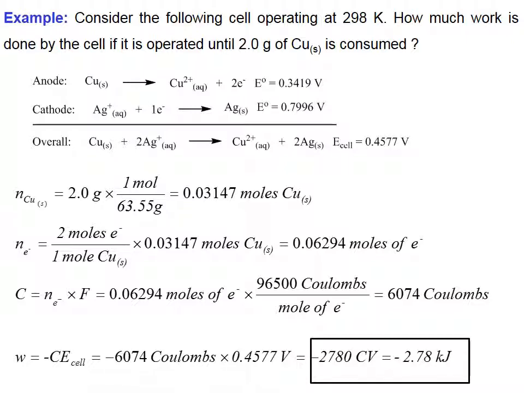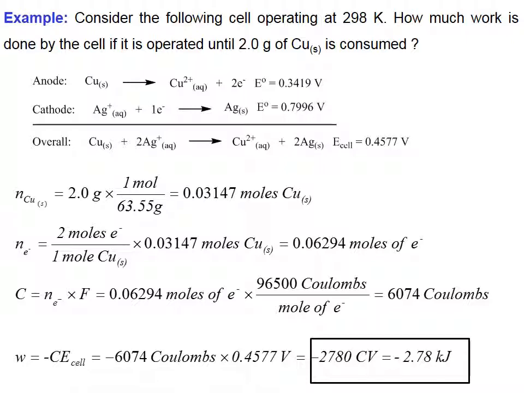So what I'm really saying is that consumption of 2 grams of copper is equivalent to production of 6,074 coulombs of charge. Okay, that is the number of moles of copper. For every mole of copper consumed, I get 2 moles of electrons. Multiply my moles of electrons by Faraday's constant, and I get the amount of charge transferred in coulombs. The work then is simply the negative of the charge transferred multiplied by the cell potential, which we determined previously from the cathode reduction potential minus the anode reduction potential.